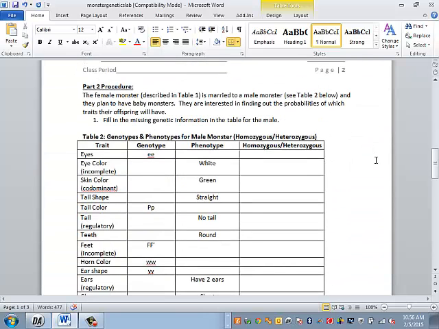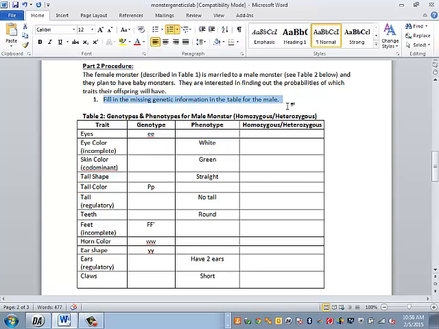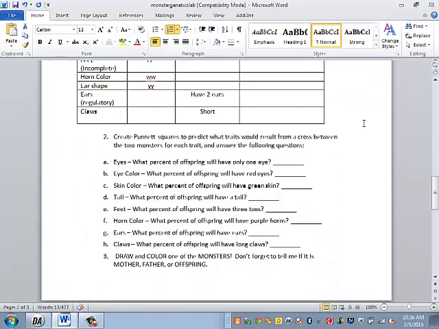And then in part 2, the female monster is up above, and it's married to a male monster, which its genotype and its phenotype have already been determined for you. What you need to do is fill in the missing genetic information, and once you know the mom and the dad's genotype, you need to create a Punnett square to predict which traits would result from a cross between the mom and the dad.